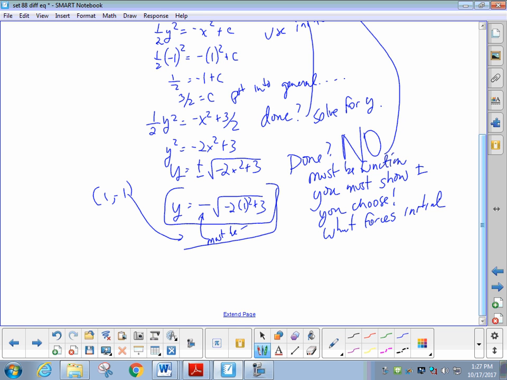Okay, so that is your final solution. It's the single function that generates the initial condition. It's important to understand that if you don't put the plus or minus and it just happened to be plus, you don't get that point. You don't get a point for being lucky. Okay?